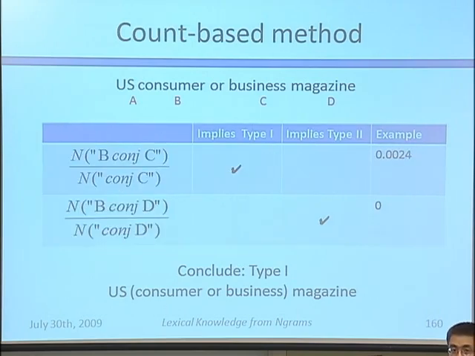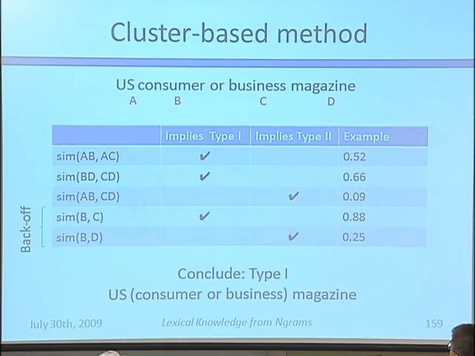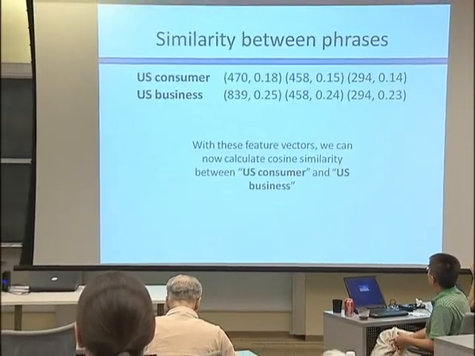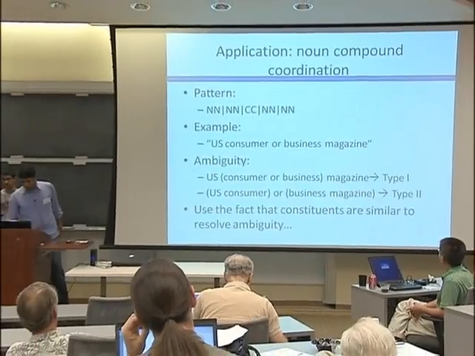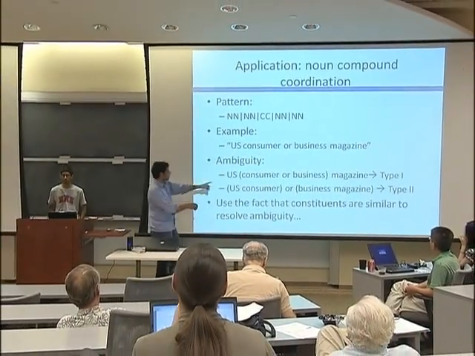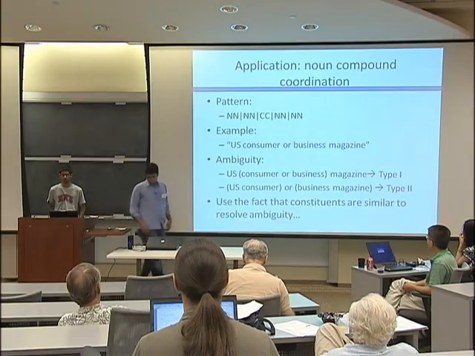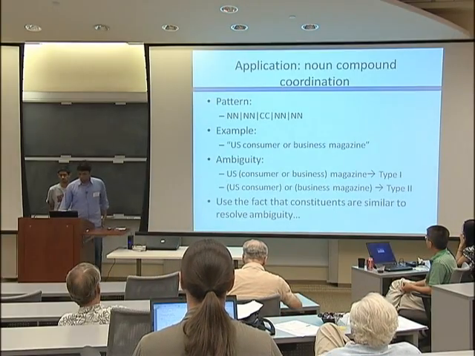Excuse me, what does type 1 mean versus type 2? Type 1 means that B and C are bracketed together. So type 1 is the second word and the third word are bracketed together. Okay. Type 2 is they are separated.